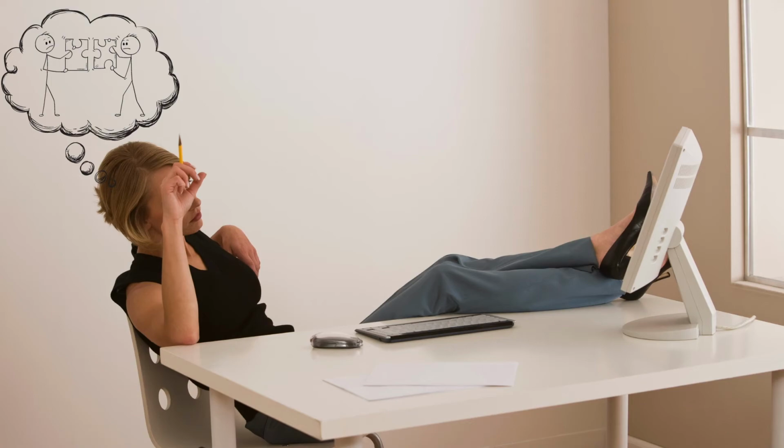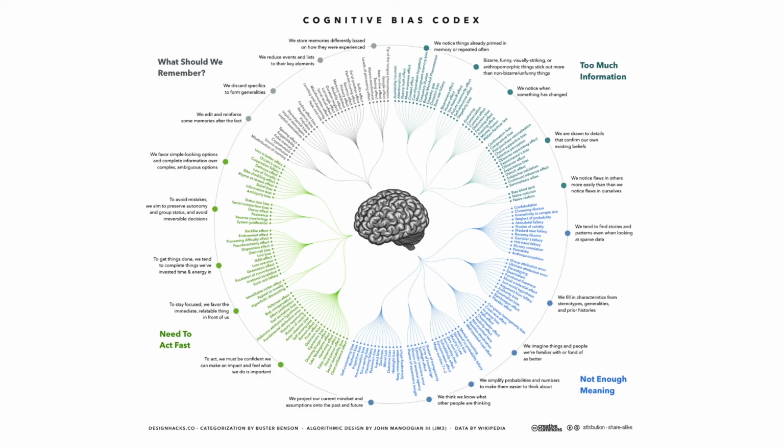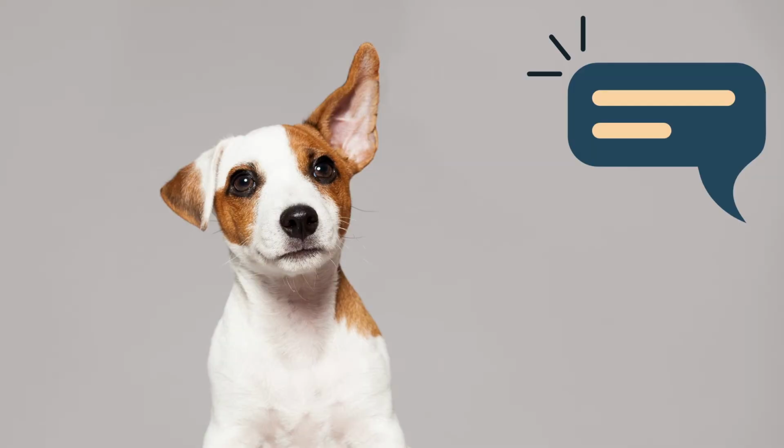Wikipedia, which seems to have the most exhaustive list, notes 104 cognitive biases grouped into four main categories: too much information, not enough meaning, need to act fast, and what should we remember. With this huge swath of biases, it's impossible to believe that some may not shape both our storytelling and how those viewing our visualizations will receive those stories.